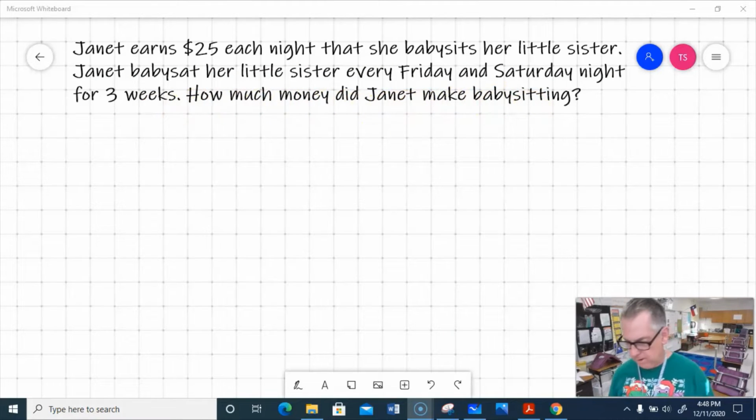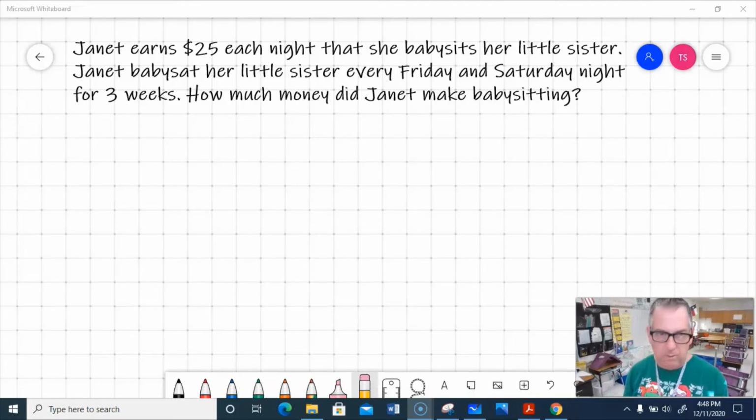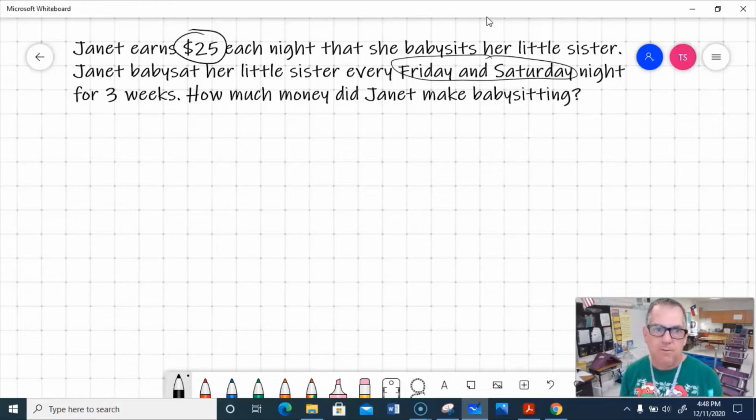Okay, so we'll go ahead and look at the problem. We know the first thing we want to do is circle the important information. So that would be the $25. That's how much she earns each night. And she babysits her sister every Friday and Saturday night. And she did that for 3 weeks. Okay, so there's 3 numbers there. That's important. We'll talk about that when we start evaluating.